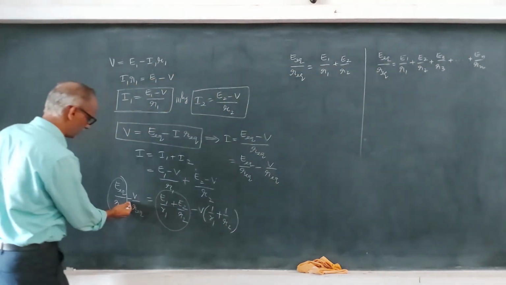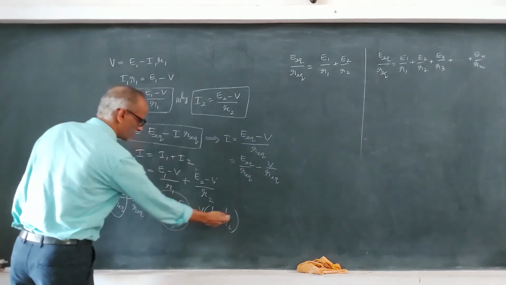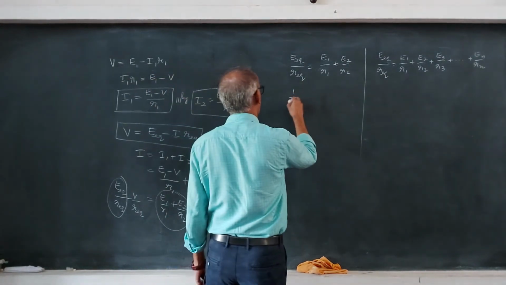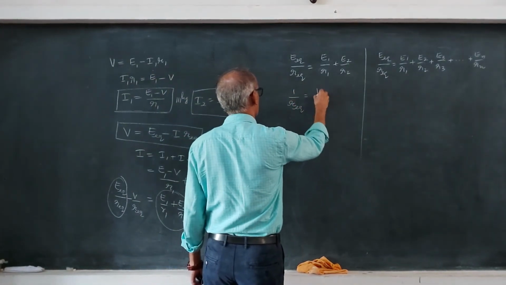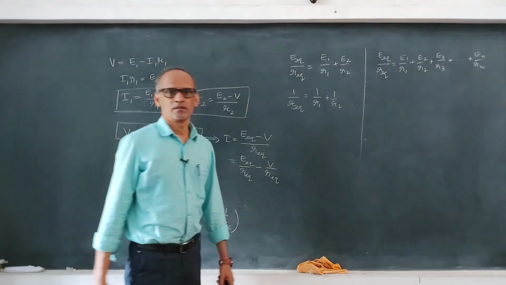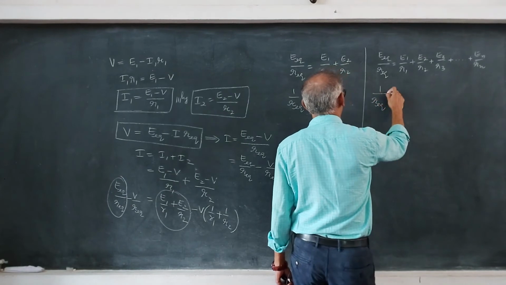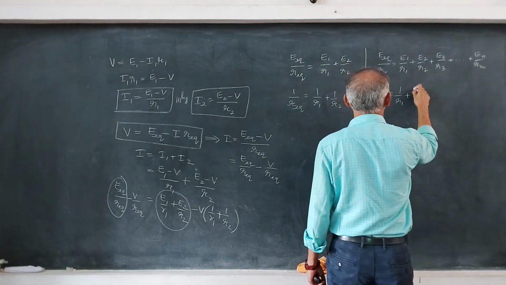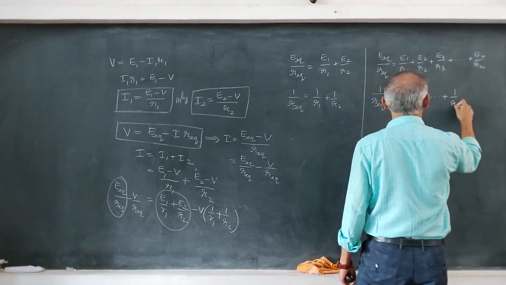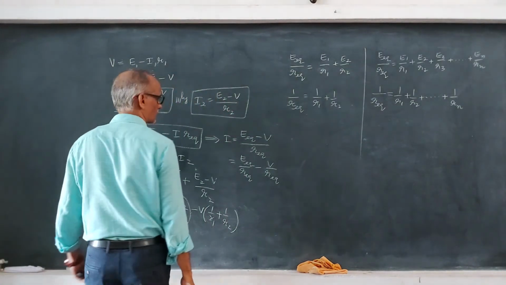Then compare this, minus V by R equivalent is equal to minus V into this. That is why 1 by R equivalent is equal to 1 by R1 plus 1 by R2. If there are many, you can write 1 by R equivalent is equal to 1 by R1 plus 1 by R2 and so on plus 1 by Rn. Okay.